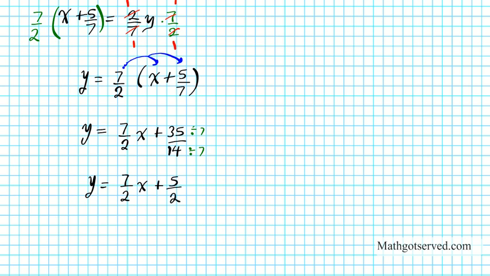Okay? And then the last step is to rename our function. We're going to rename it as an inverse. So that's going to give us f to the negative 1 of x equals 7 over 2x plus 5 over 2. So there goes your final answer.